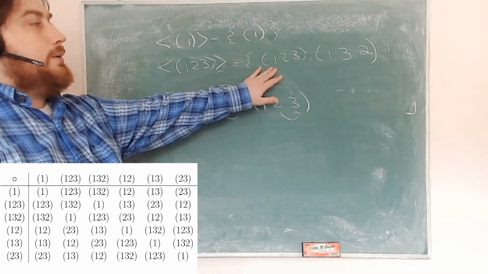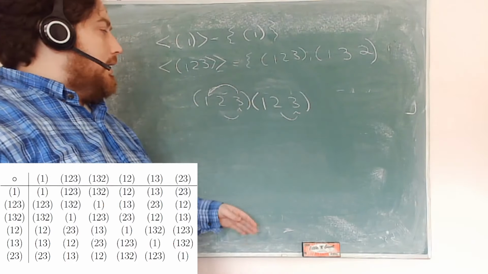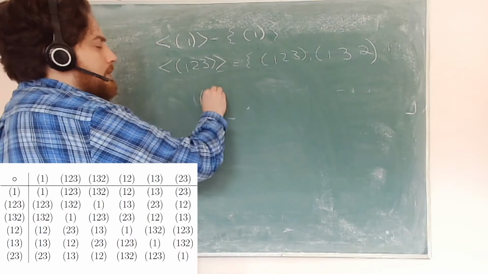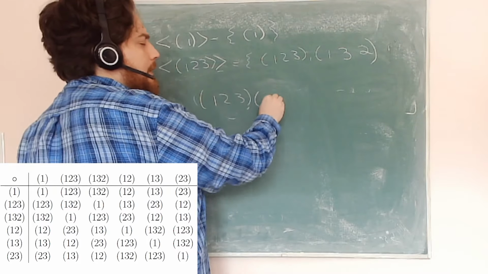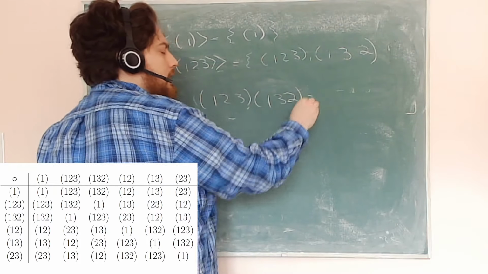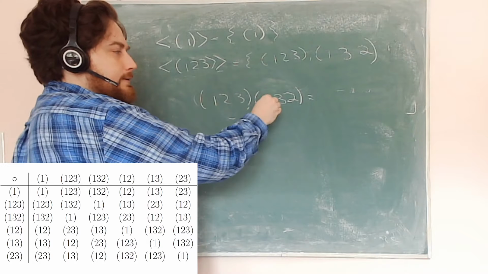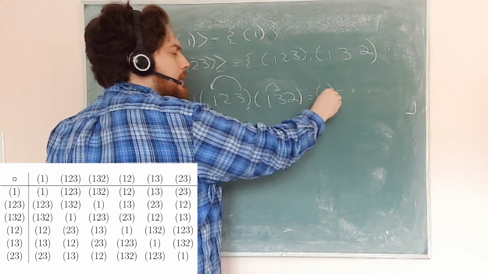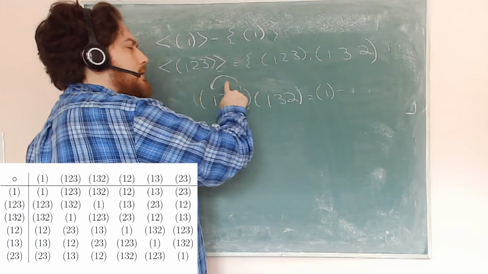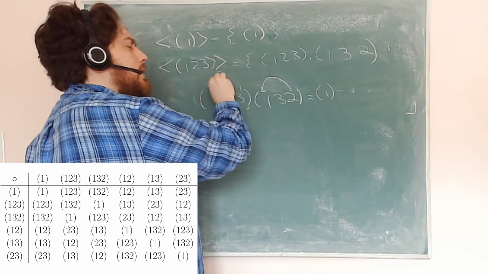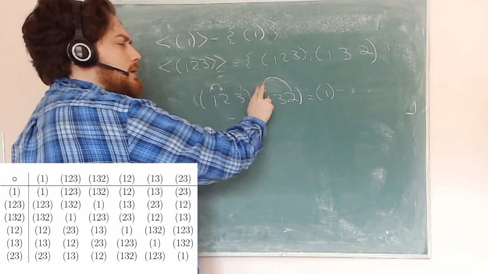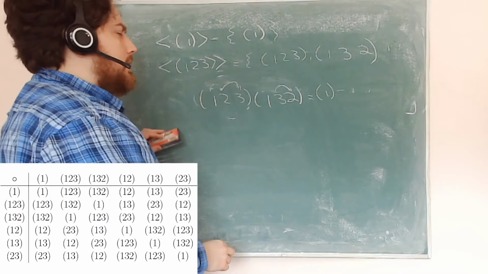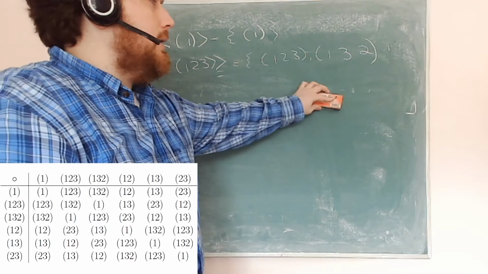So I have 1, 2, 3, I have 1, 3, 2. So I should compose again. What is 1, 2, 3 composed with 1, 3, 2? Well, that's going to be 1 goes to 3, 3 goes to 1, so 1 goes to 1. Then 2 goes to 1, 1 goes to 2, so 2 goes to 2. And 3 goes to 2, 2 goes to 3, so 3 goes to 3. So I get those composed together as the identity.